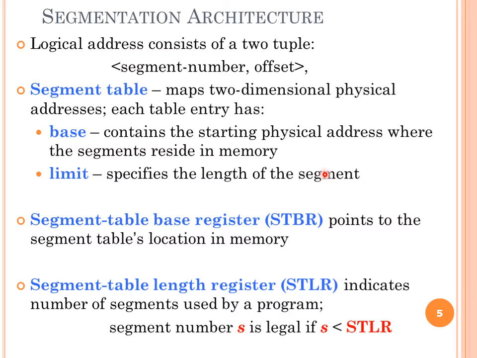As in the previous case, where the page table had two things, here also you have two registers: the segment table base register and the segment table length register. STBR points to the segment table's location in the memory, and STLR indicates the number of segments used by the program. The segment number S is considered a legal number if S is less than STLR.